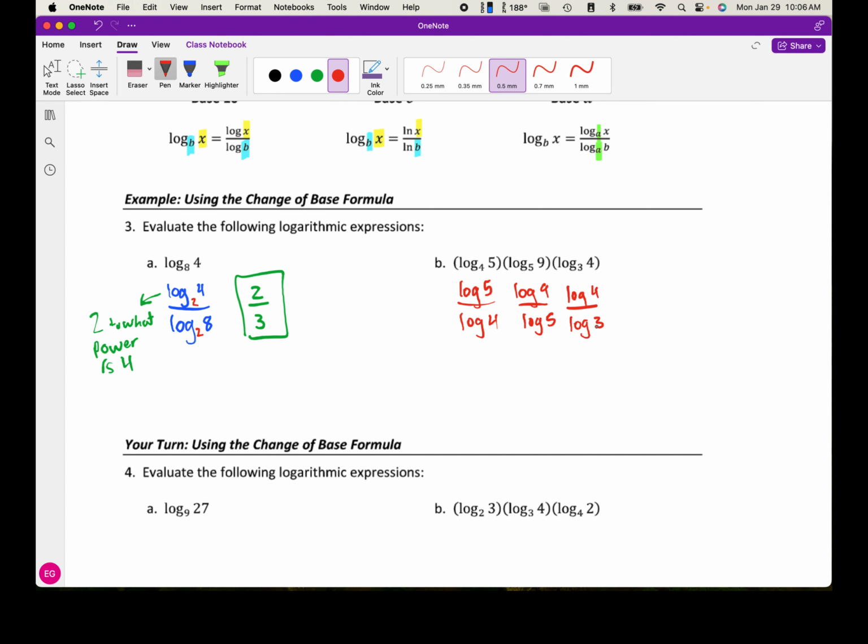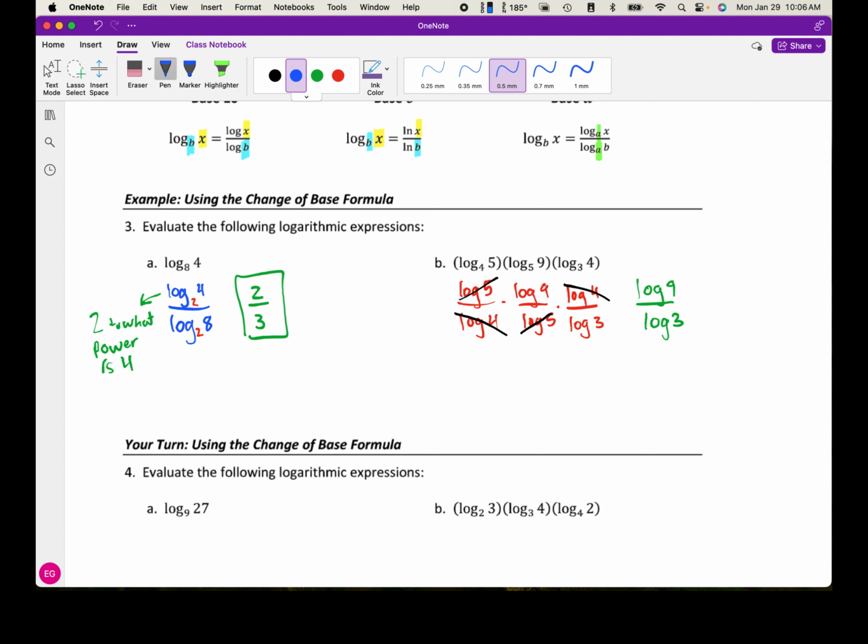So I'm just going to change all of them so they're all log 10. And since this is all multiplication, something kind of neat happens. I have a log 5 on top and bottom, and I have a log 4 on top and bottom. And what I'm left with is a log 9 divided by a log 3.